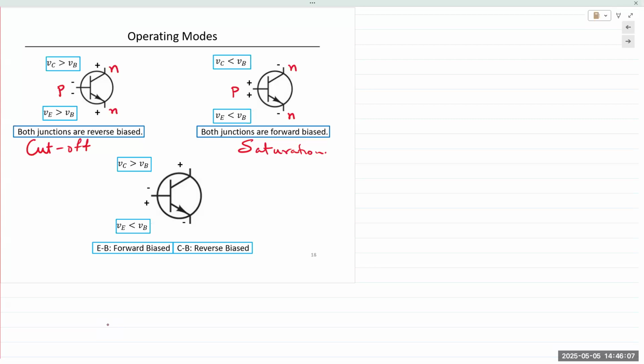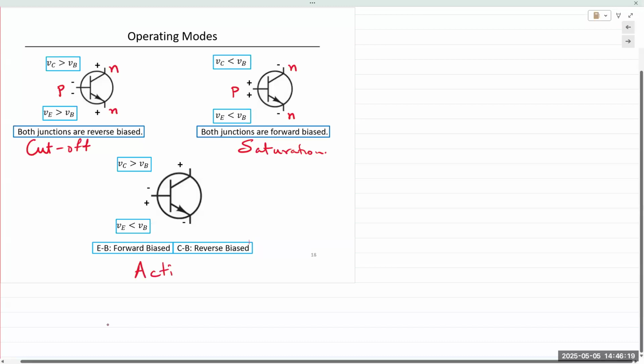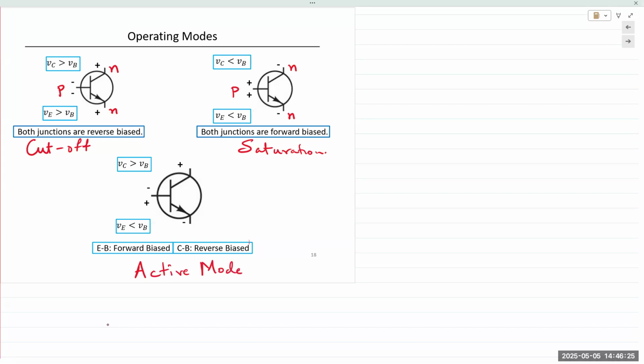So again, both junctions reverse bias, it's cut off. Both junctions forward bias, it's in saturation. If one of the junctions is forward bias and the other one is reverse bias, then we say the transistor is in active mode. Which is also the fundamental operating principle behind the transistor.